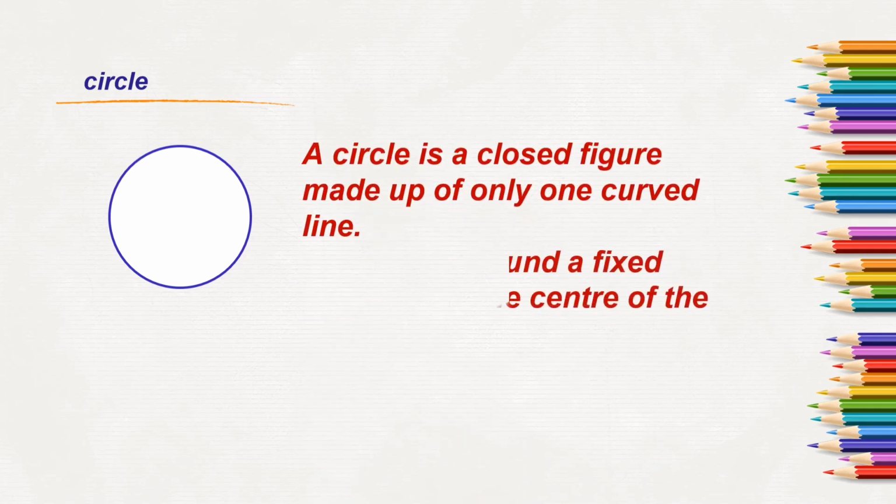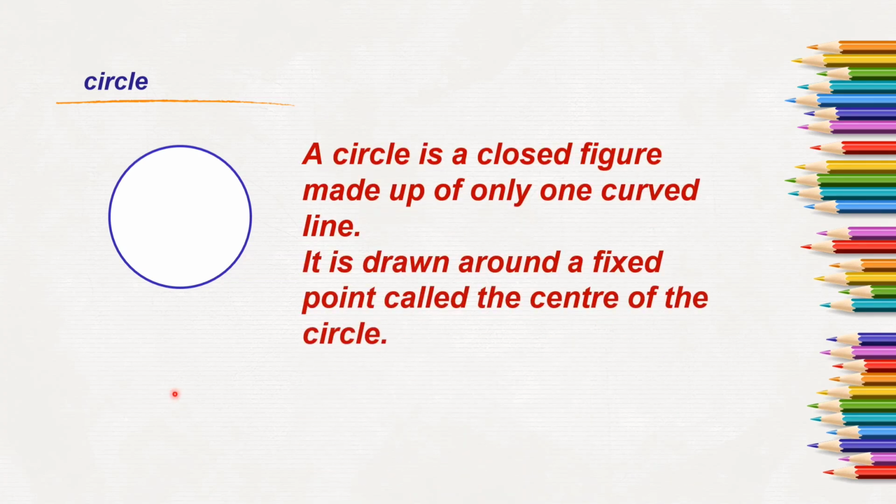A circle is a round shape with no corners and no sides. It is also a closed figure made up of only one curved line. It is drawn around a fixed point called the center of the circle. Any point on the curved line is at the same distance from the center.